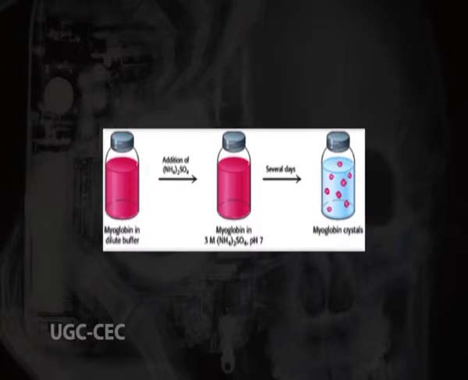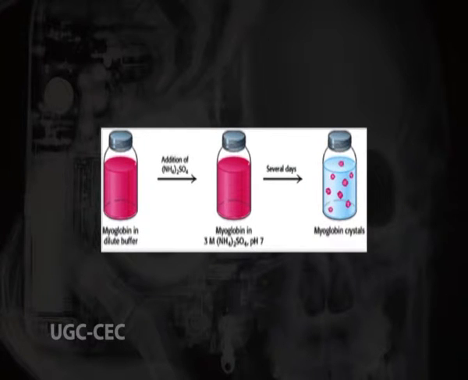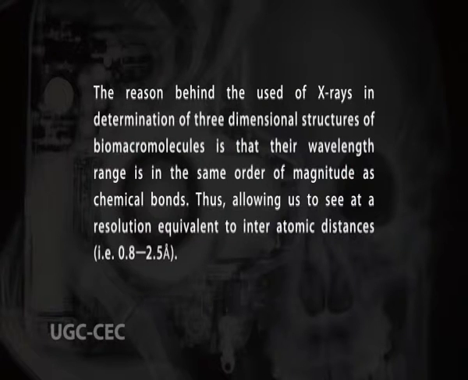Importantly, the protein crystal has a series of regular planes known as lattice planes. Once the protein is crystallized, it is placed in an X-ray beam between an X-ray source and a detector. The reason behind the use of X-rays in determination of three-dimensional structure of biomacromolecules is that their wavelength range is in the same order of magnitude as chemical bonds, allowing us to see a resolution equivalent to interatomic distance, that means 0.8 to 2.5 angstrom.